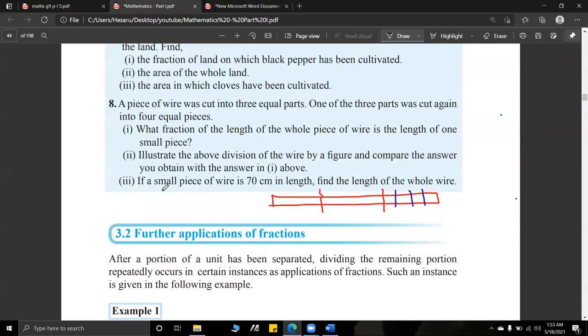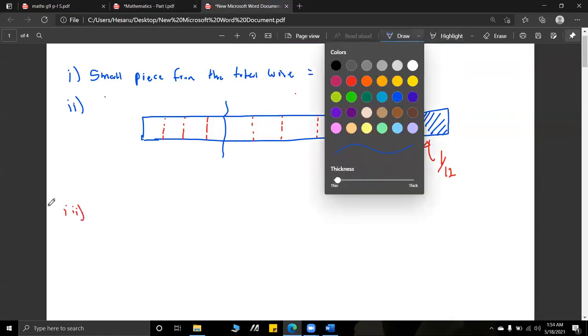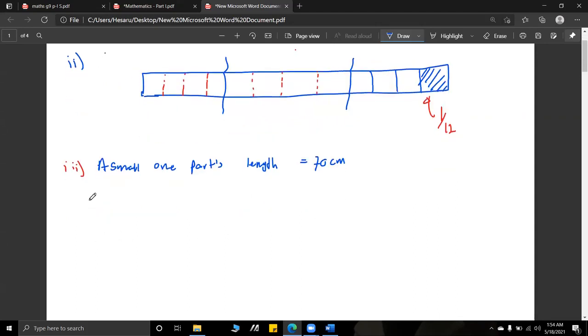So the third one here asks: if a small piece of wire is 70 centimeters in length, find the length of the whole wire. So you have to write that data. This is the third one. A small one part's length, they are saying, is 70 centimeters. So you need to find the total length.